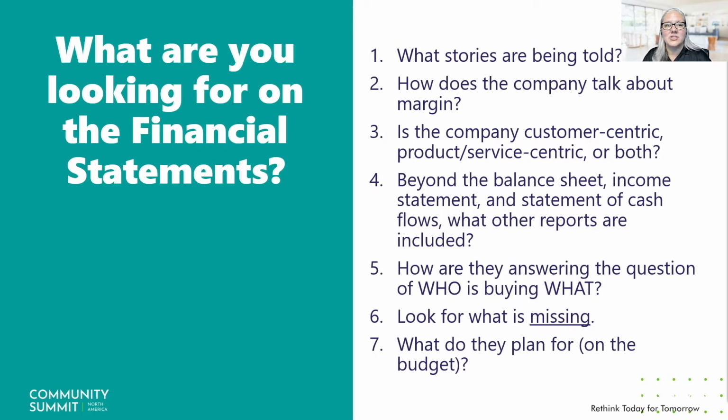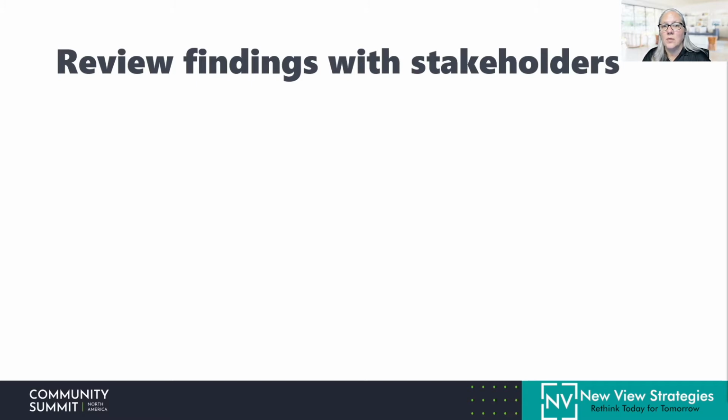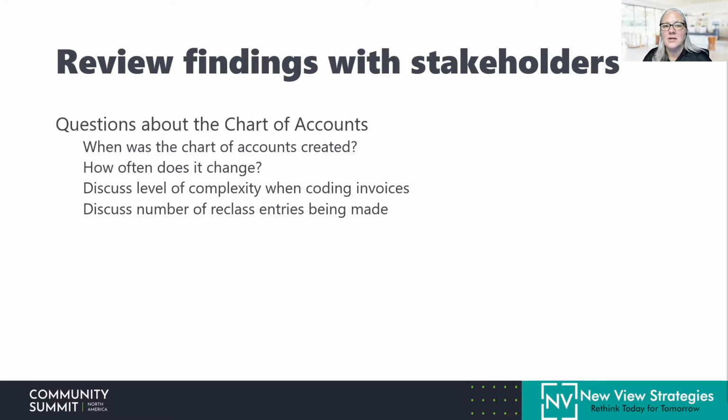So as they budget, what kind of measures are they using in those budgets? All of this information is really going to inform you about exactly what they might want out of dimensions. Your next step then is to sit down and have a discussion with the stakeholders about exactly what is happening with those things that you've looked at. So as you've examined the chart of accounts, these are some questions that you can ask them.